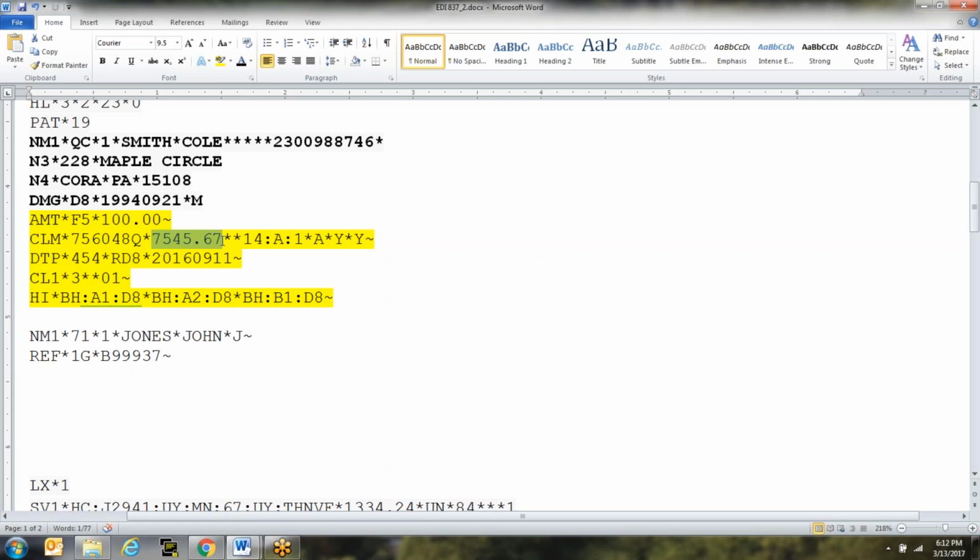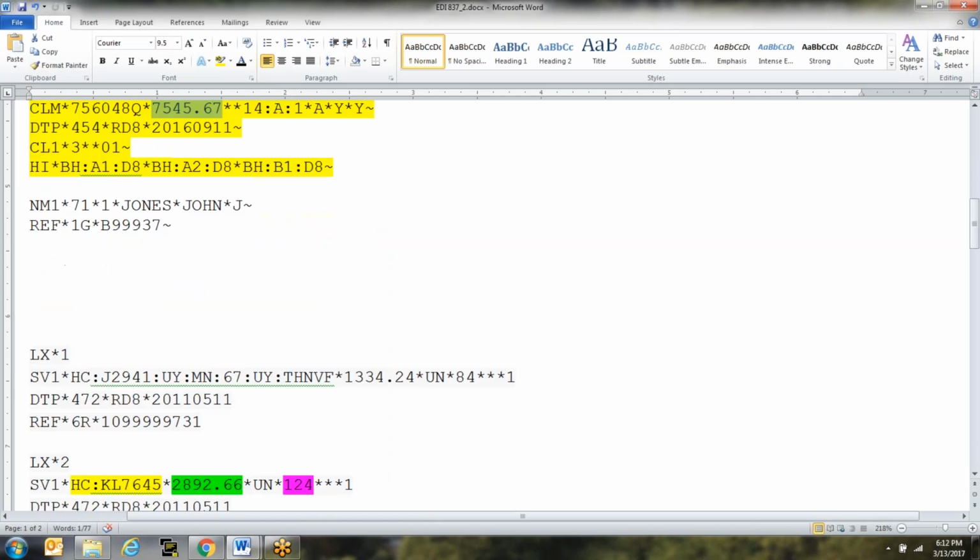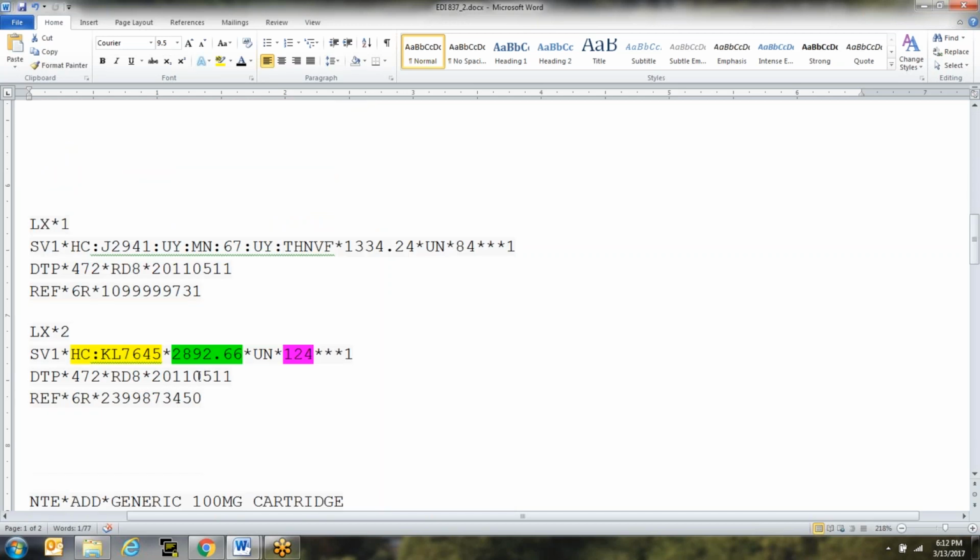Another thing the system will check is whether this 75.45.67 is a total of these numbers or not: 2892.66 and 1334.24, and any other treatments which this person received at the hospital. All these amounts for each service, each medical treatment. This is like going to a restaurant.